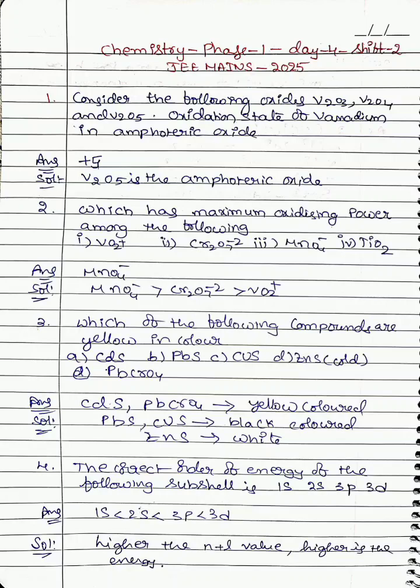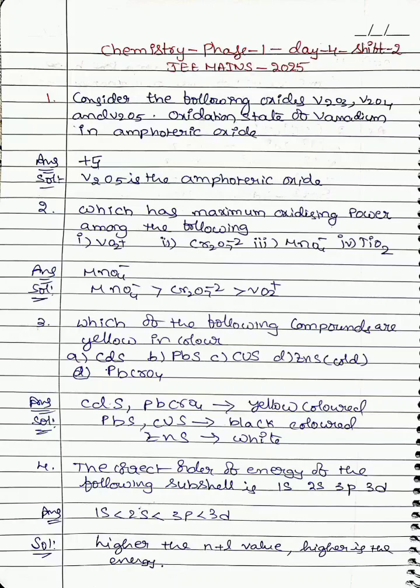The first one. Consider the following oxides V2O4, V2O3 and V2O5. The oxidation state of vanadium in amphoteric oxide is, we know V2O5 is the amphoteric oxide, so the oxidation state is +5. Next one, which has maximum oxidizing power among the following?